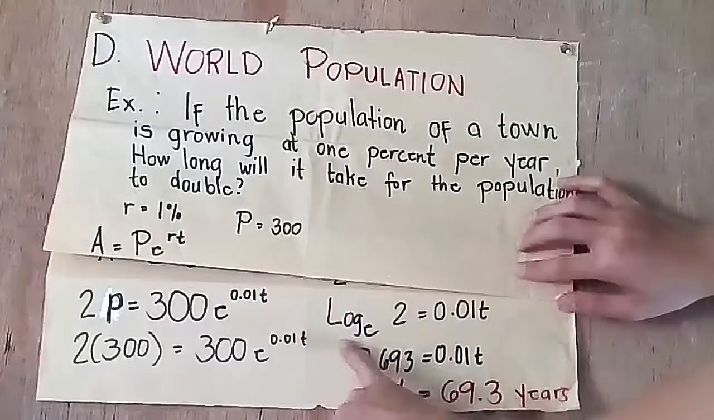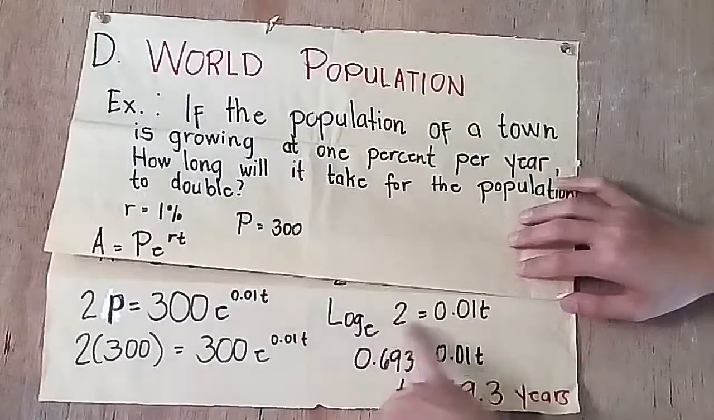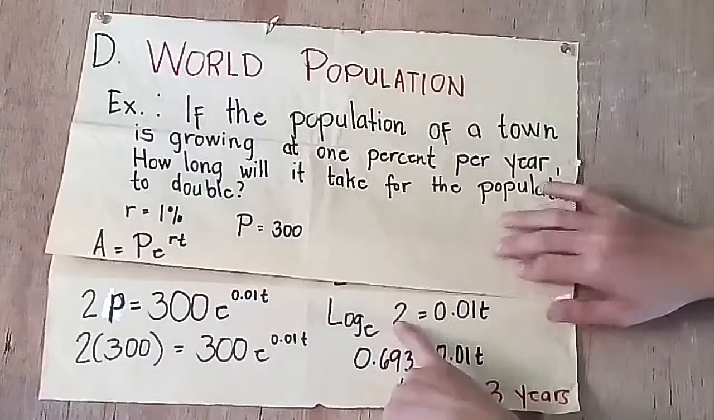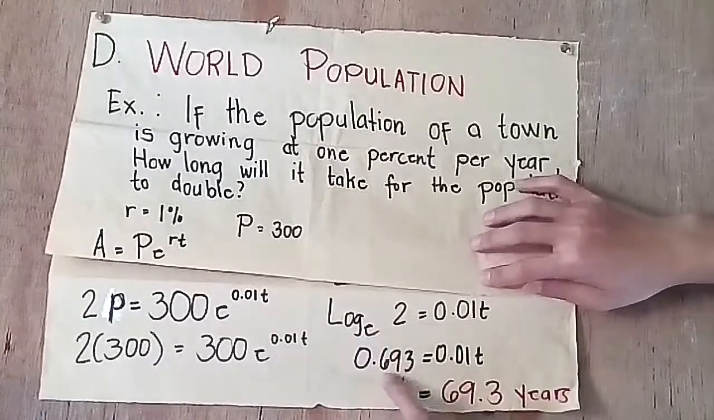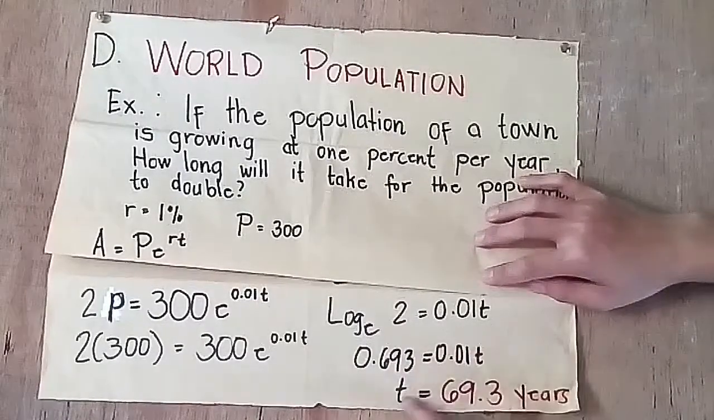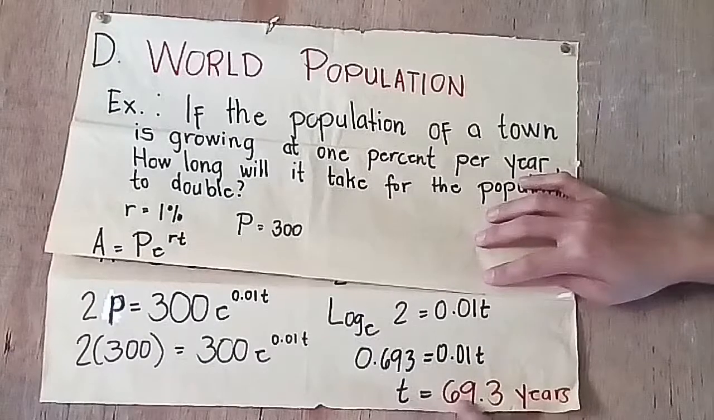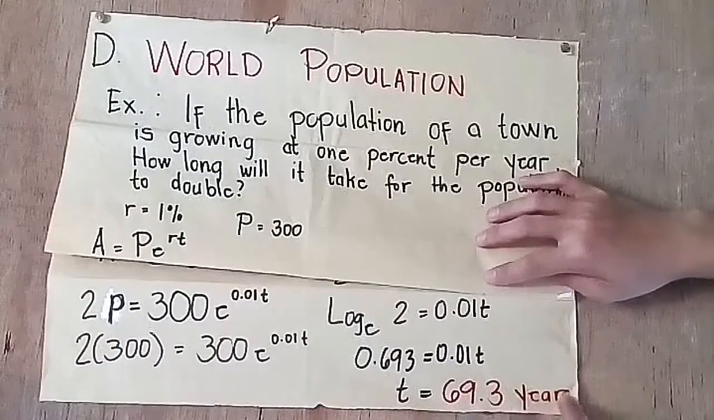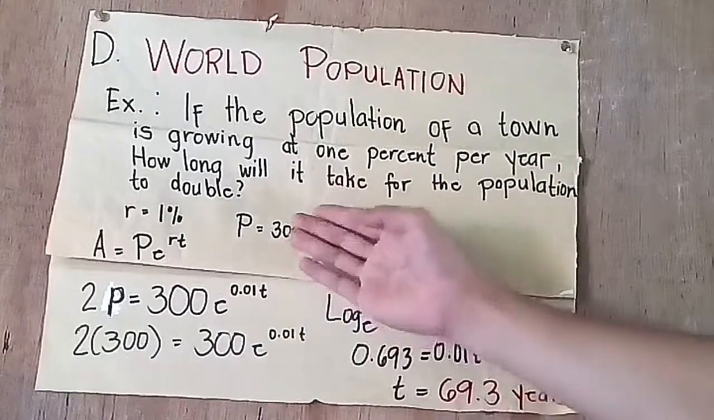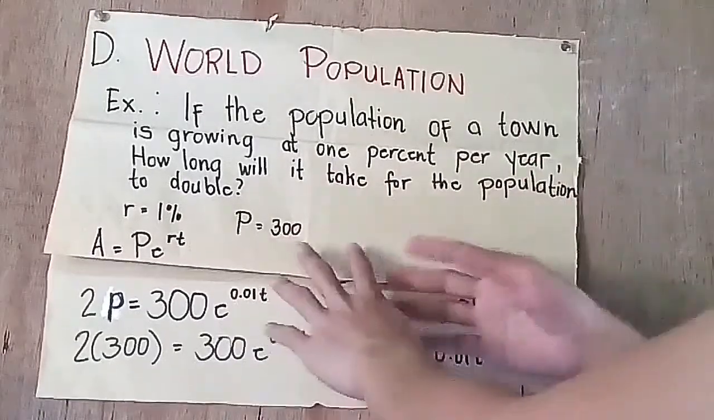Then log of 2 to the base of e is equal to 0.01 t. And then yung equivalent ng log of 2 to the base of e is equal to 0.693. And then divide both sides by 0.01, so meron na tayo time which has 69.3 years. So 69.3 years ang lilipas bago mag-double yung population.